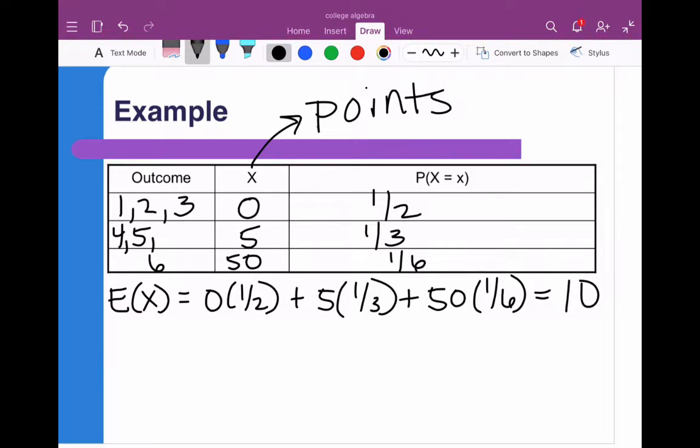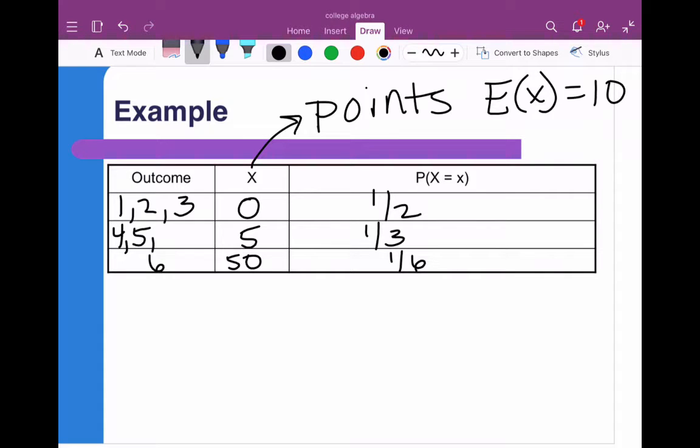Because I may run out of room, I'm going to go ahead and write that up here, and then erase what I have down here. So now to find our variance, and even if you're being asked to find the standard deviation, we have to actually calculate the variance first.